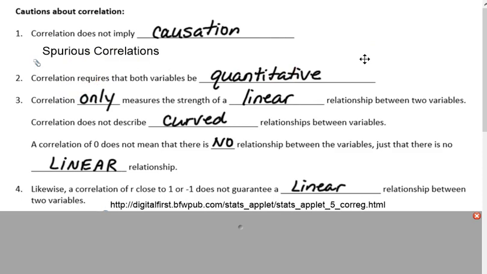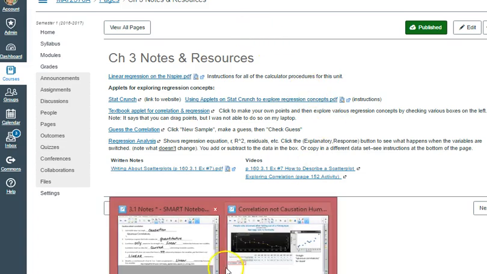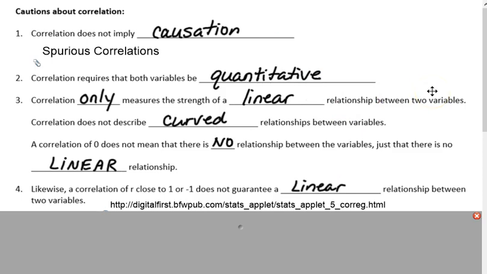Correlation only measures the strength of a linear relationship between variables. Correlation does not describe curved relationships between variables. We're going to look at that using an applet, but first we'll finish going through this list. A correlation of 0 does not mean that there is no relationship between the variables, just that there is no linear relationship. And likewise, a correlation r close to 1 or negative 1 does not guarantee a linear relationship between two variables.